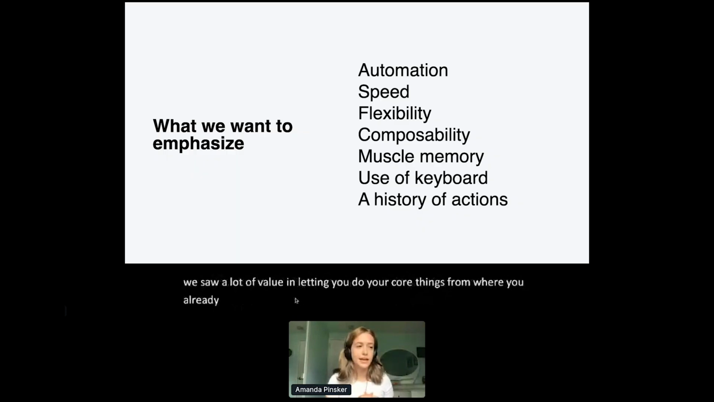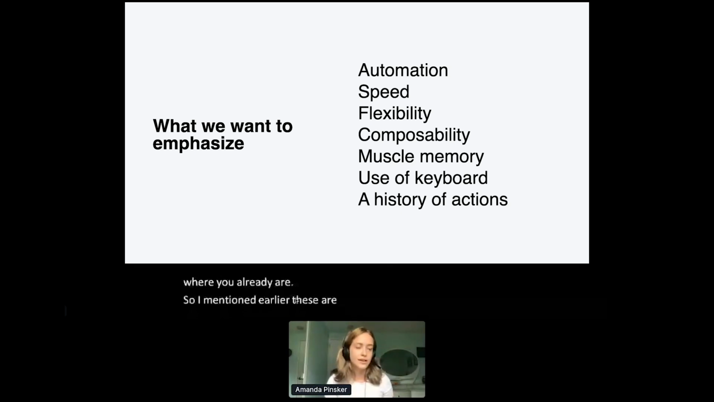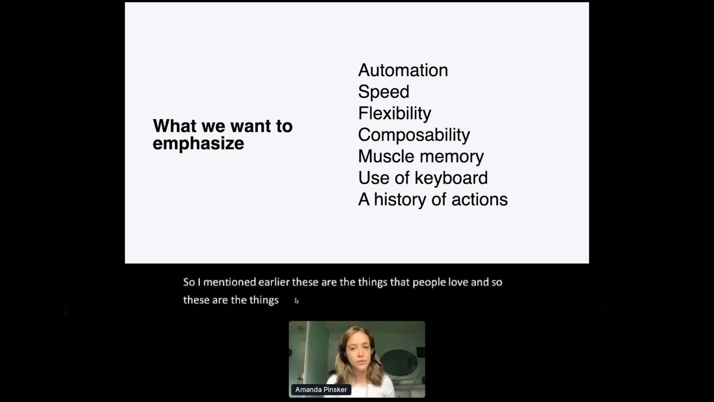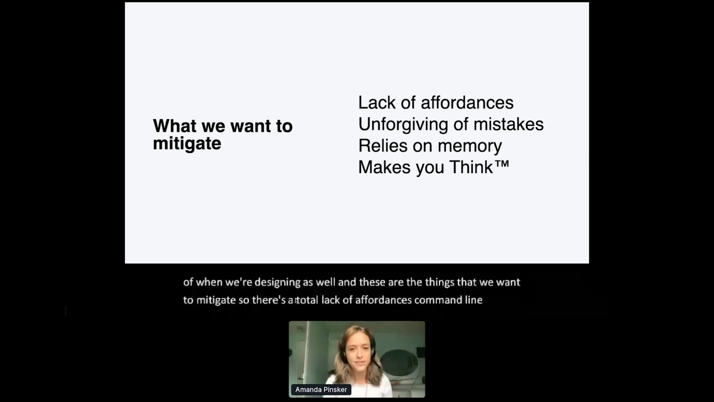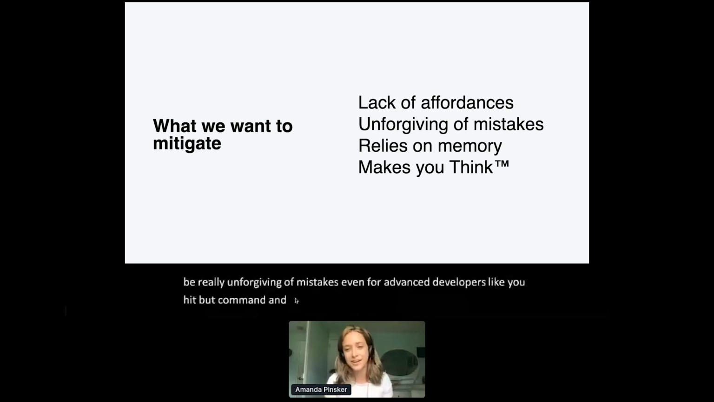So like I mentioned earlier, these are the things that people love. And so these are the things we want to emphasize in anything we design. And these are the things that we can't get in the way of when we're designing as well. And these are the things that we want to mitigate. So there's a total lack of affordances. Command line tools can be really unforgiving of mistakes, even for advanced developers. Like you hit the command and it just deletes something and there's no way to undo that. So it's kind of scary sometimes to work with it.